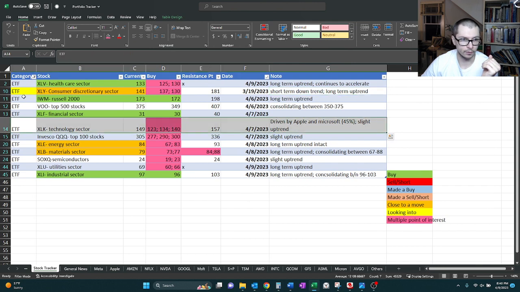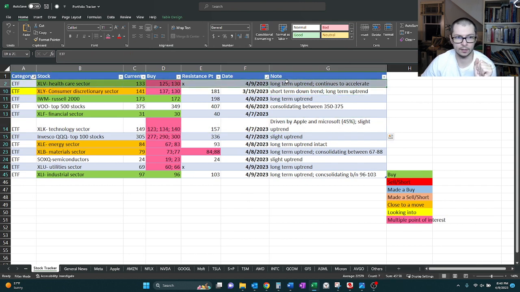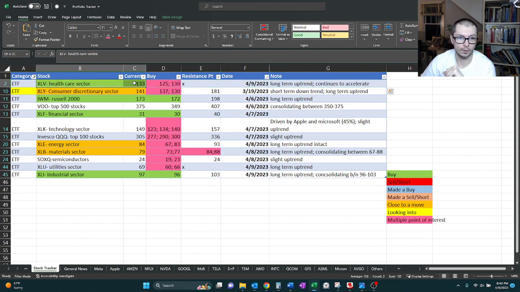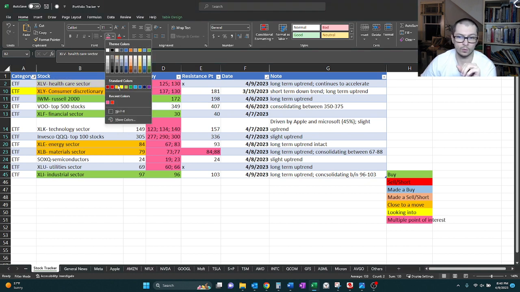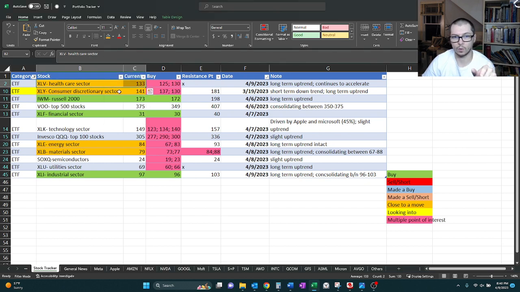So let me scroll over. So this is XLV for the healthcare sector. Currently, it's at 133, a buy point. I would love to catch it at 125. If it were to pull back to 130, yeah, I would consider it. I think this is one that I'm actually going to set an alert up on my Webull app and see if I can catch this one, or at least get notified. That way, I don't really have to watch it. They'll just tell me when it's at the point I want, and I'll be set.